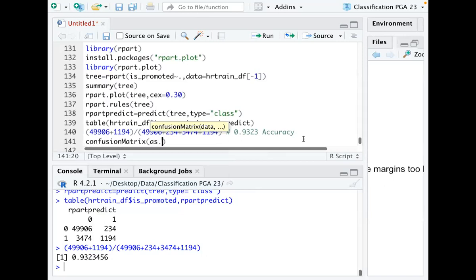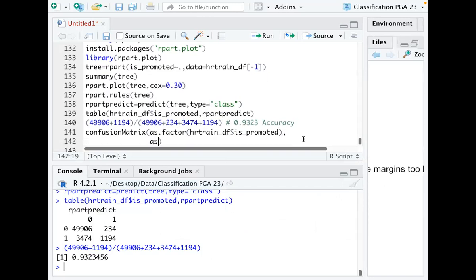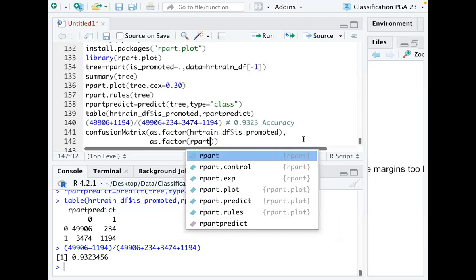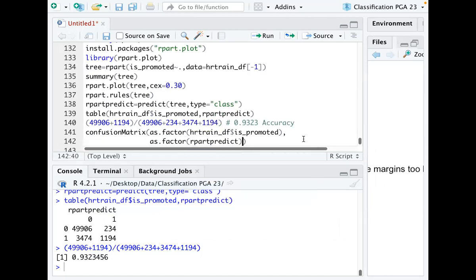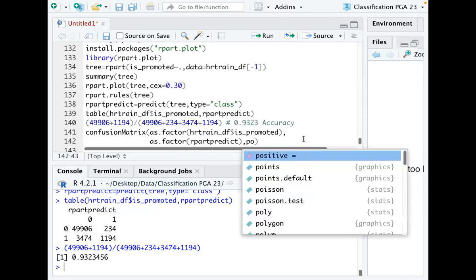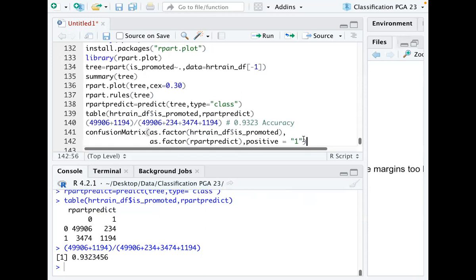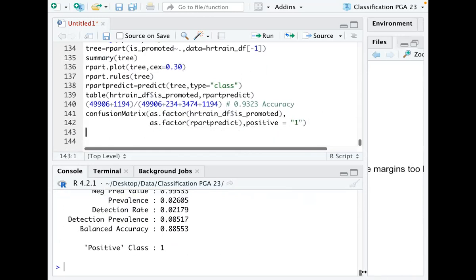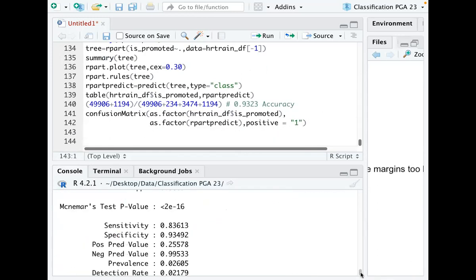Confusion matrix: convert promoted as.factor, since these are hard to predict. Positive is equal to 1. You get the same confusion matrix and you will get the same matrix.